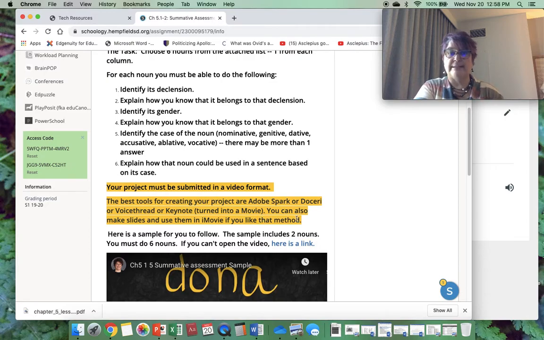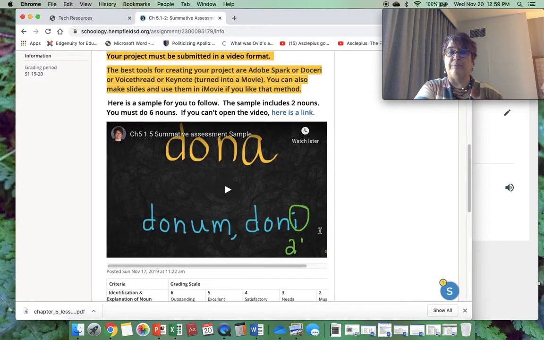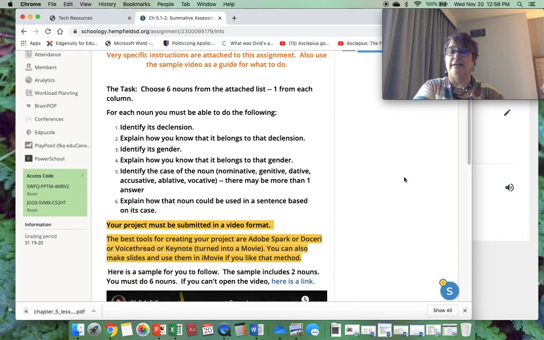What do you put on the slides? Well, that's why I have the sample video here. This is like a noun that I picked from the list. This is what it looks like when it's on the vocabulary list. And I explain what declension it belongs to, and then how I know what case it's in, and then what it does when it's in a sentence. So those are the things that you need to do for the project.